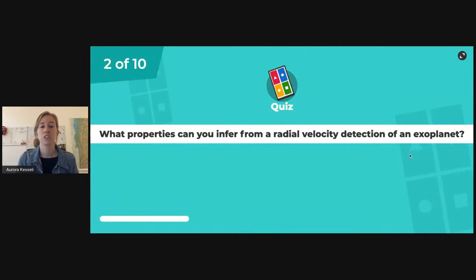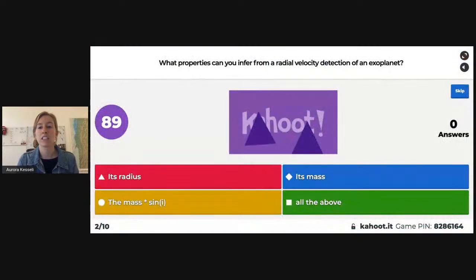Okay, so next, what properties can you infer from a radial velocity detection of an exoplanet? Can you get its radius? Can you get its mass? Can you get the mass times the sine of the inclination, or can you get all of the above?